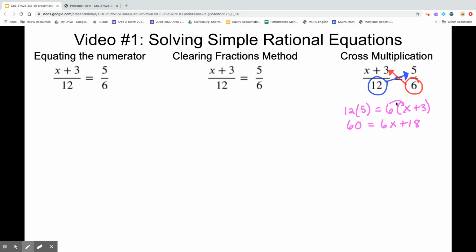I have to distribute this 6 to both terms. Subtract the 18 from both sides. Gives me 42 equals 6x. Divide by 6 on both sides. X is equal to 7.